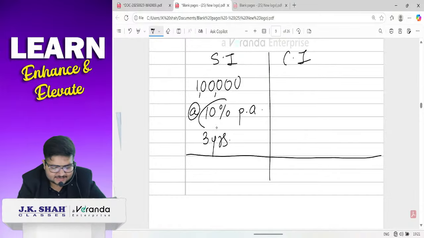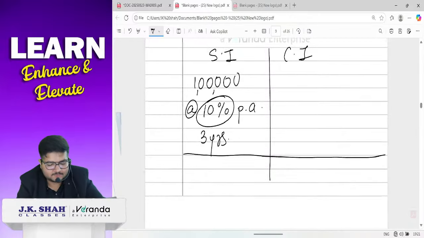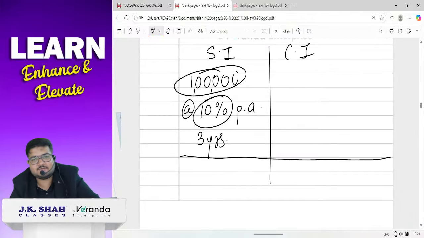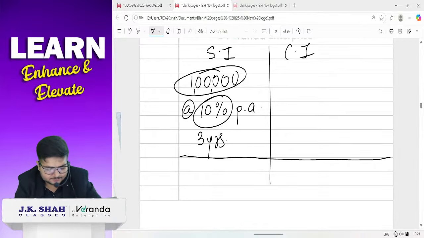So how much interest will I receive in 3 years? Every year I will get 10% on 1 lakh rupees. For the first year I will get 10,000. For the second year also I will get 10,000. For the third year also I will get 10,000. Total I will receive 30,000.